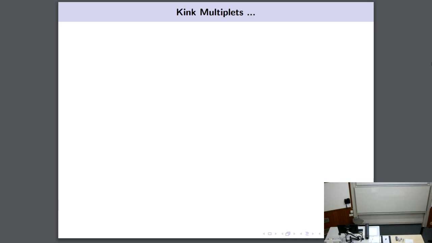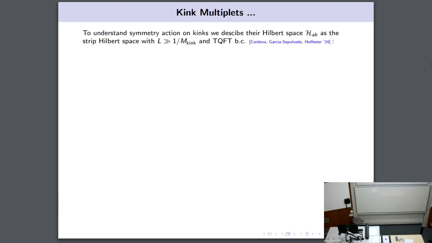So let me also talk about the kinks. So this is how the symmetry acts on TQFT. Now we have the kinks. So how does symmetry act on kinks? First there is this very nice idea in this paper that you can think of the kink Hilbert space as a strip Hilbert space with very large length and boundary conditions at two sides, which will be just the boundary conditions defining the TQFT vacua because of the very low energy. And the excitations here are kinks which interpolate between the two sides.